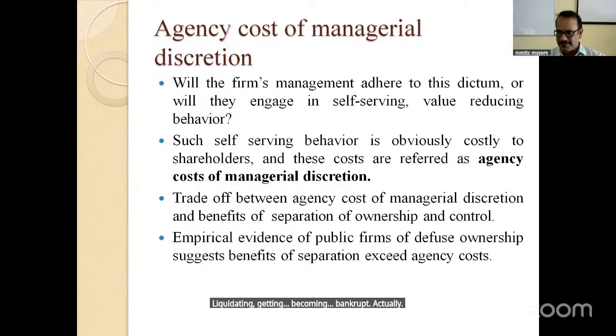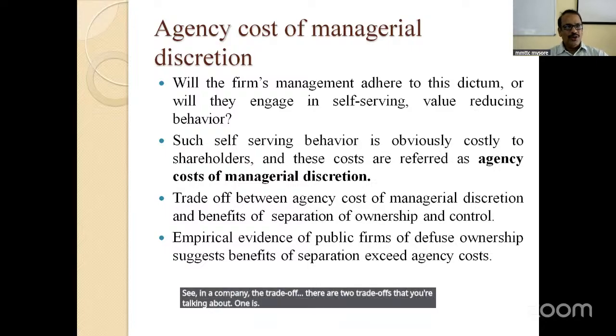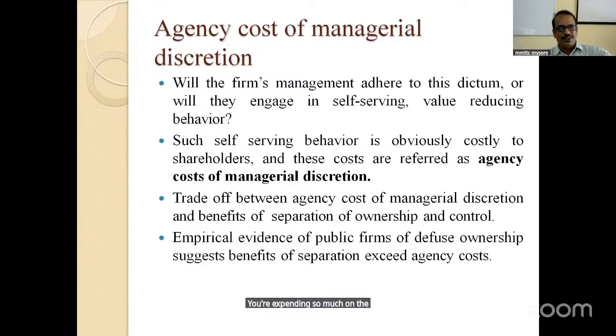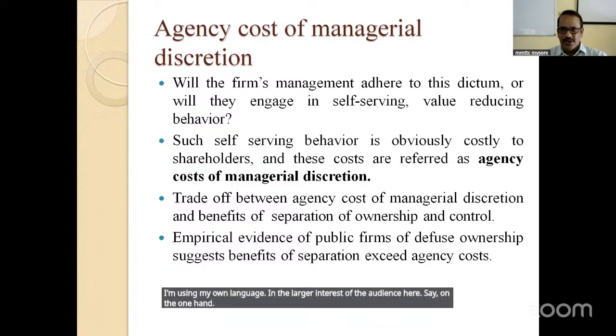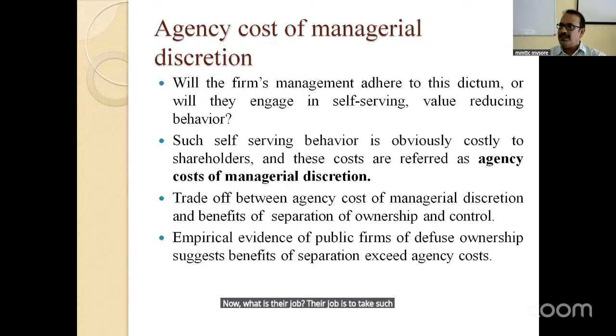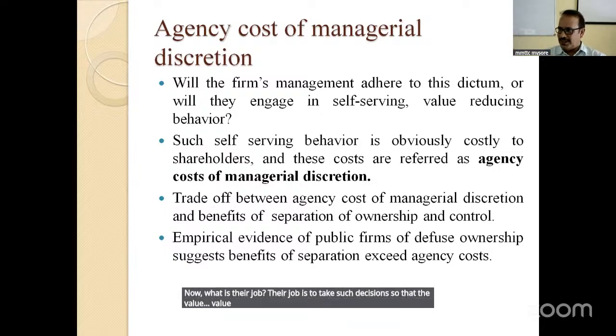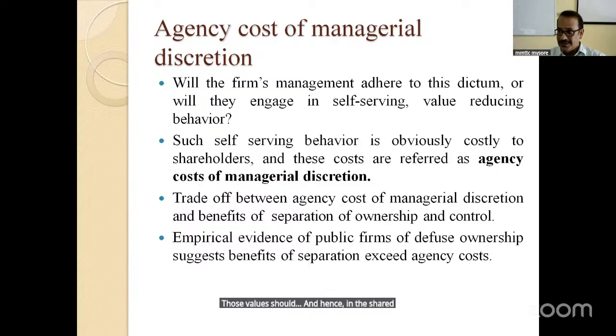Actually, this is a very good system. In a company, there are two trade-offs that you are talking about. One is you are expending so much on the compensation of the managers. I am not using the language which is there in the slide. I am using my own language in the larger interest of the audience here. On the one hand, you are paying salary compensation to these managers who take decisions. Now what is their job? Their job is to take such decisions so that the shareholders' value, the shares that you hold, should enhance in the share market. That is a dictum that is given to them.